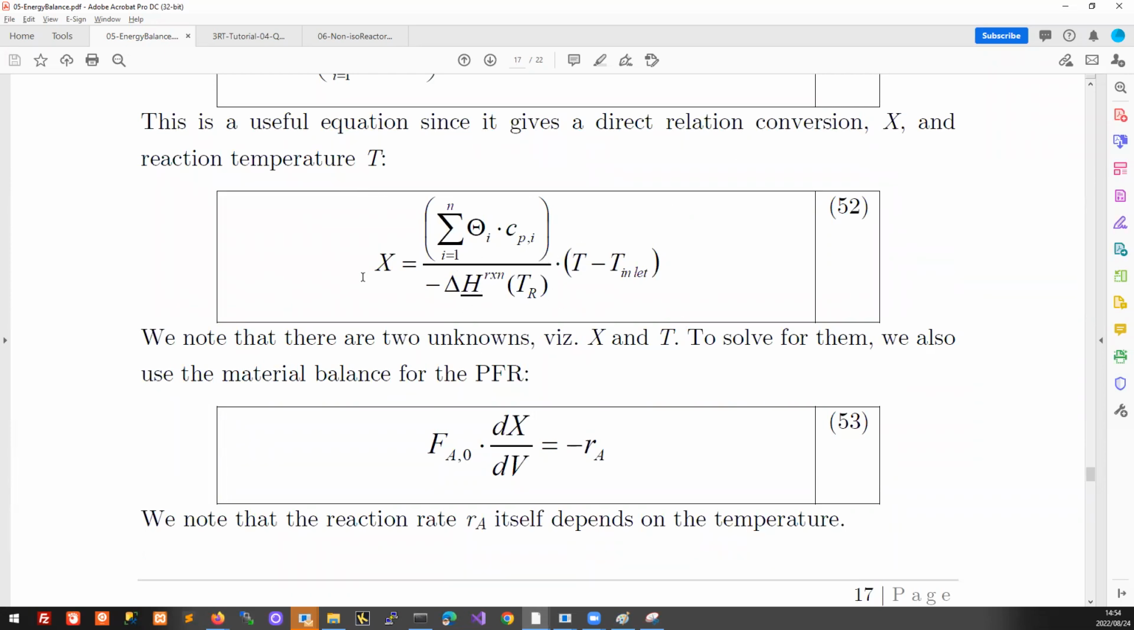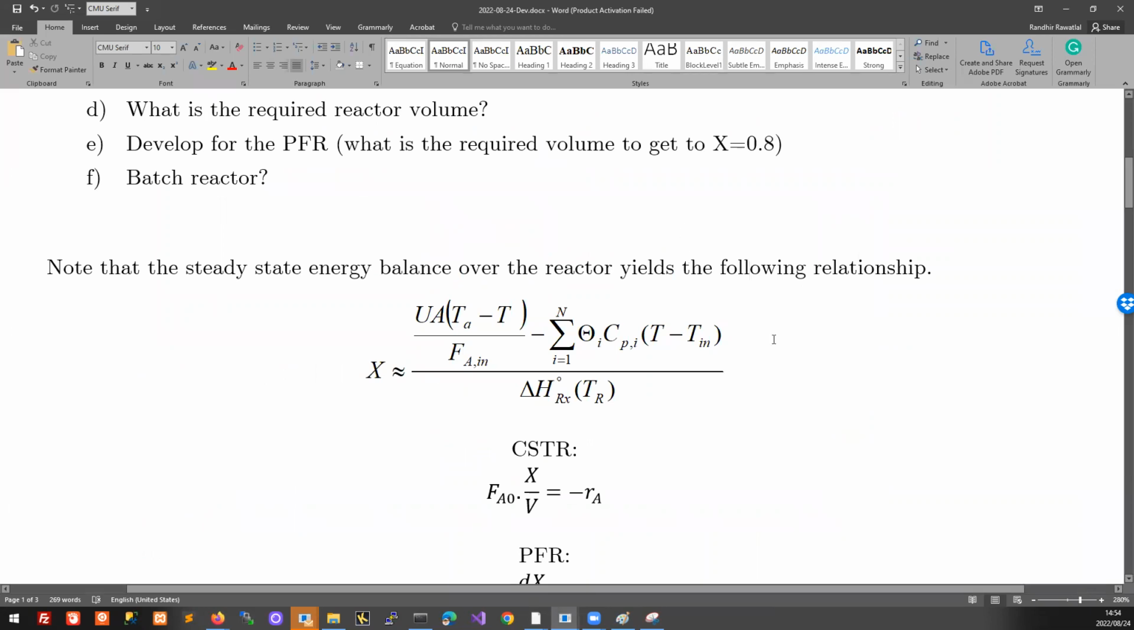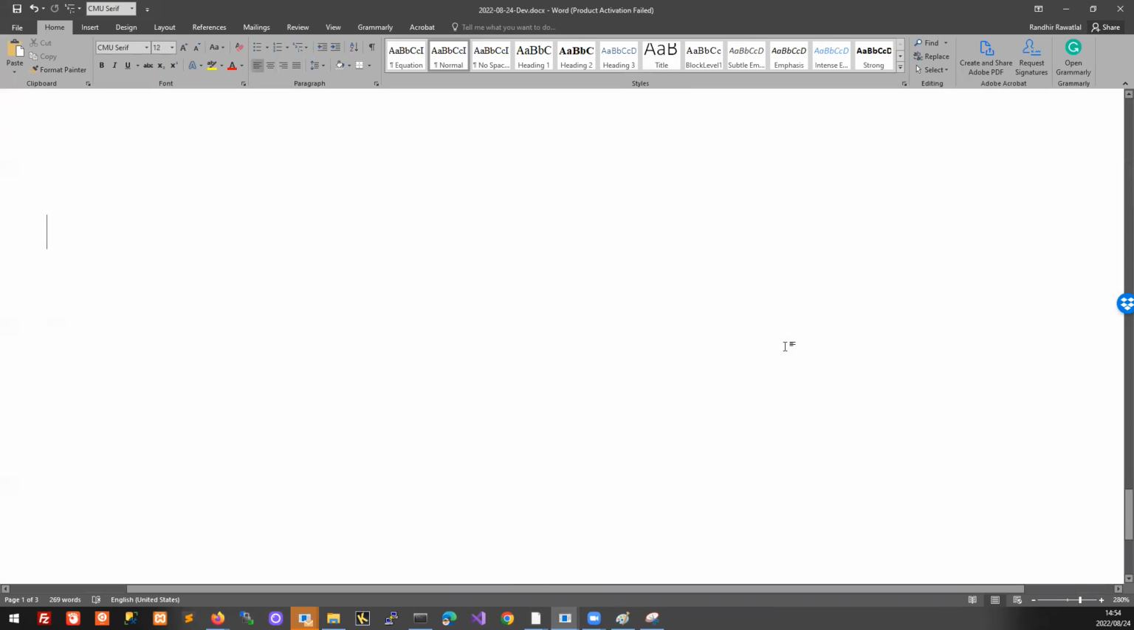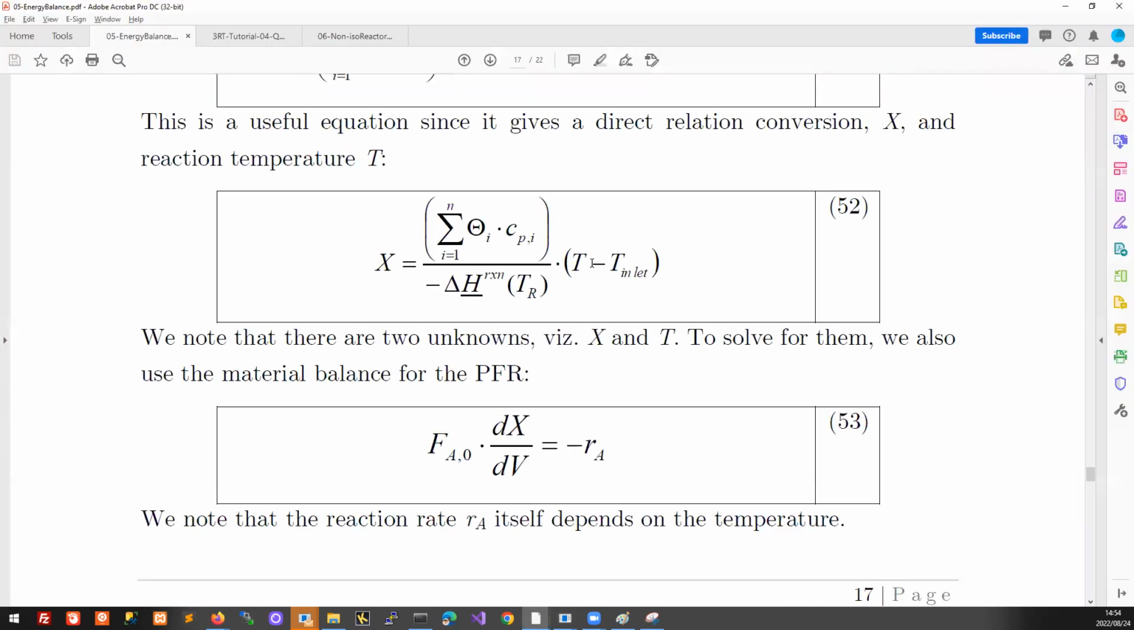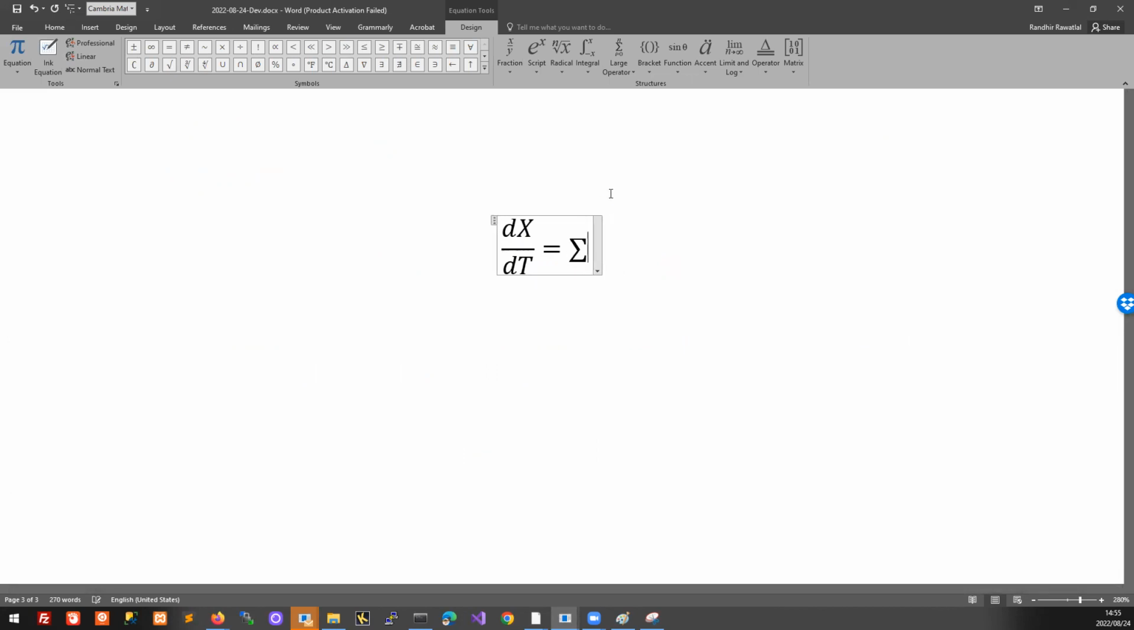And then if you look at this, you can work out the gradient dx dt. So if you were to write this out, dx dt equals, so if you look at this, dx dt is going to be this stuff here. So it's some beta I, C, I, and all of this is divided by delta H R, and there's a minus in front. It seems to be written there. Okay, so that's there.